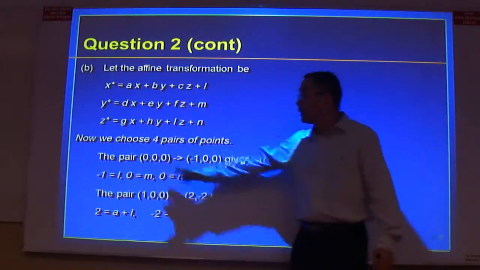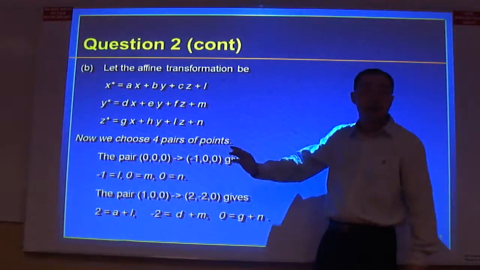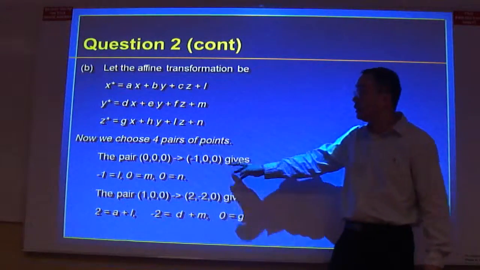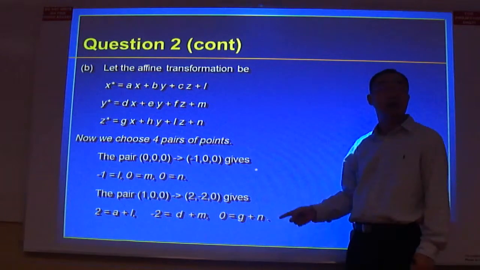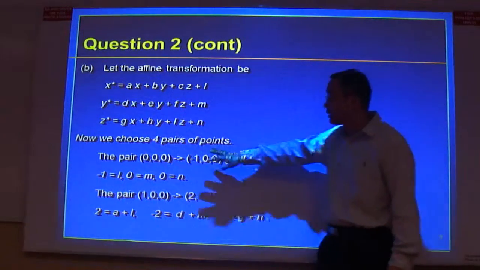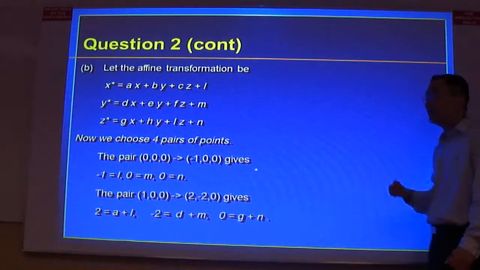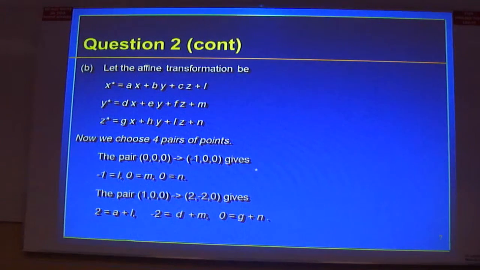So that means 0, 0, 0 are just x, y, z in those 3 equations. And the minus 1, 0, 0 are x star, y star, and z star. So just substitute in here, you get 3 equations. Right? So similarly, you can choose a second point pair, for example.